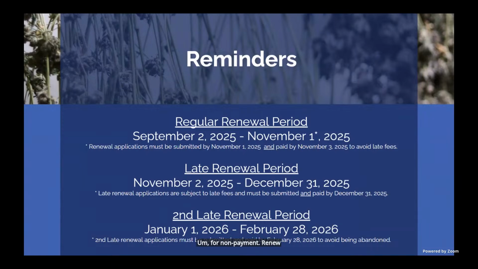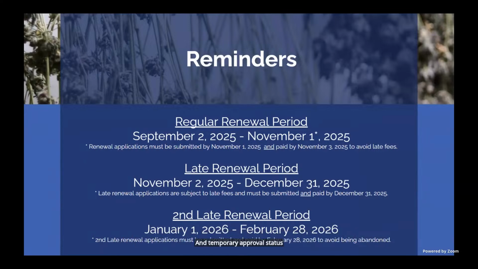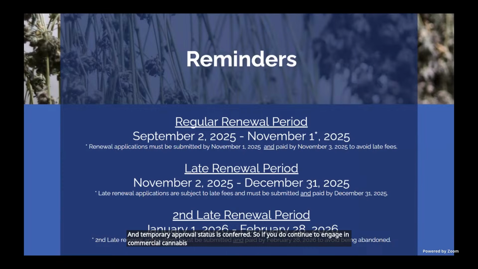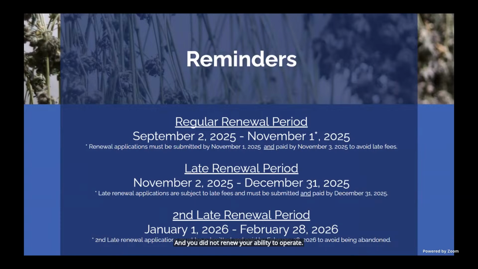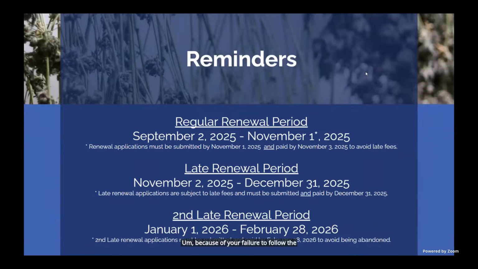Renewal records that are submitted during the second late renewal period do not allow the business to operate until a new license is issued and temporary approval status is conferred. So if you do continue to engage in commercial cannabis activity after January 1st of 2026, and you did not renew your ability to operate, you will be treated as an unlicensed business and subject to enforcement action, as well as the denial of any application that may be timely submitted during the late renewal period because of your failure to follow the rules and regulations in the municipal code.